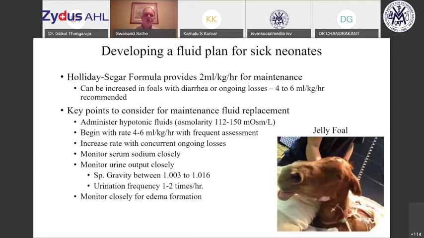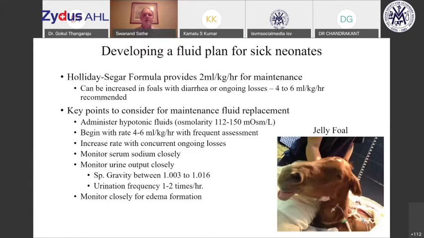So if you have to replace or provide maintenance fluid, you have to keep certain key points into consideration. Again, number one, use hypotonic solutions that have osmolality between 112 to 150 milliosmol per liter. You can start at 4 to 6 ml per kilogram and then reassess your therapy. You can reduce the rate if your foal looks like it's getting edema. You can see that picture on the right-hand side. The reason we call that a jelly foal is it's got this excessive amount of facial edema due to overzealous fluid administration, and because of which its face seems swollen.